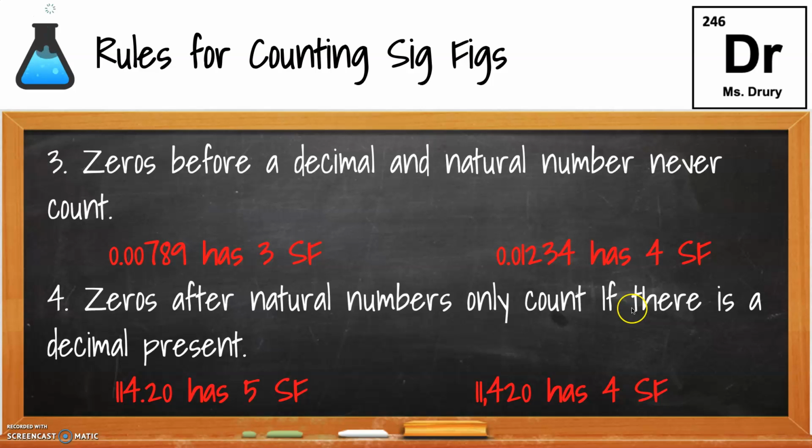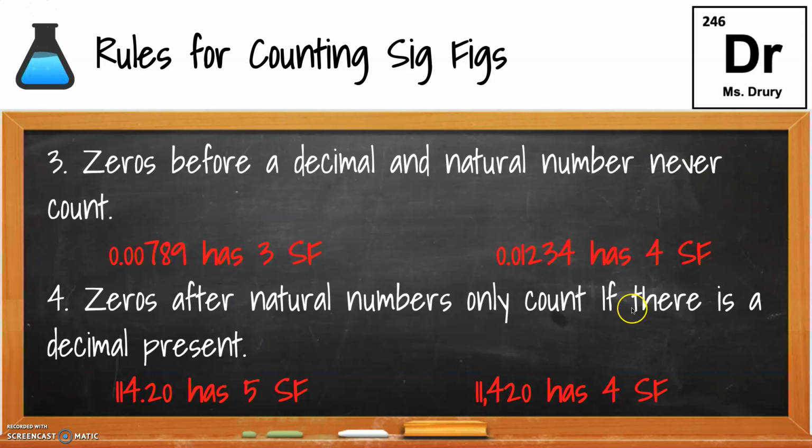And 0.01234 has 4 sig figs. That's the 1, 2, 3, 4. The zeros in the front don't count because they're placeholders. In other words, if you change the first number to scientific notation, it would be 7.89 times 10 to the minus 3, where the zeros go if you're looking at just the base number.